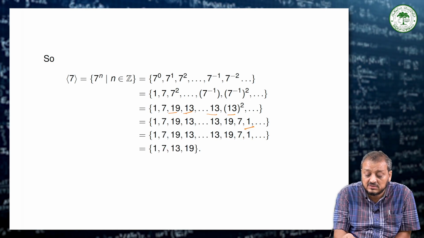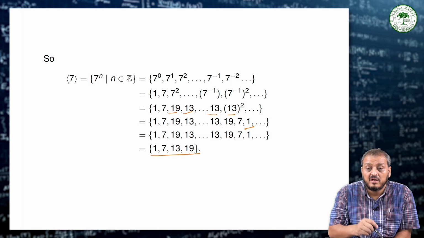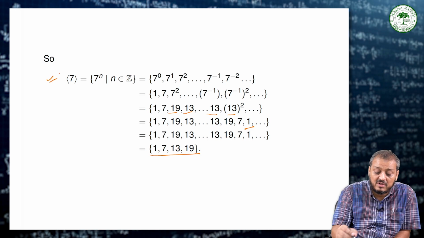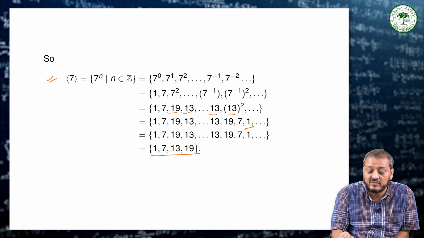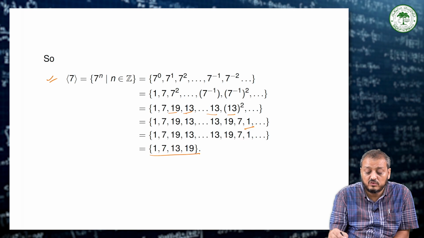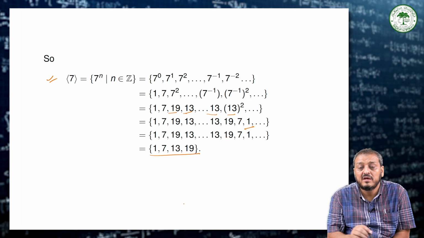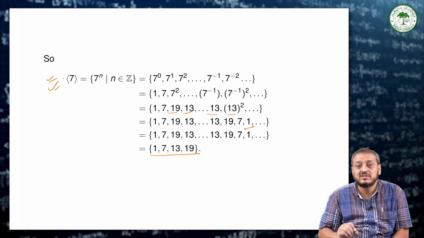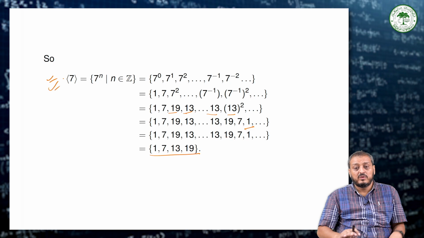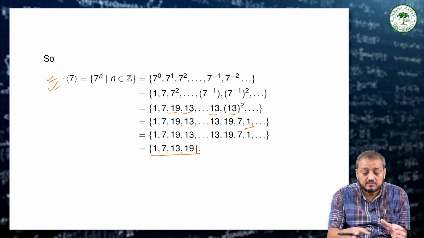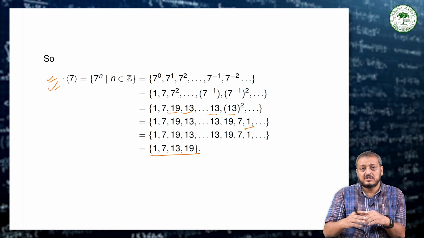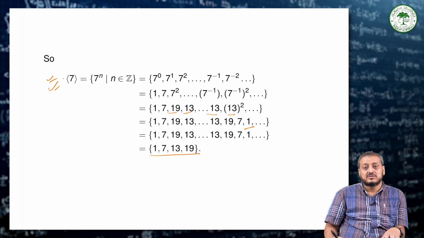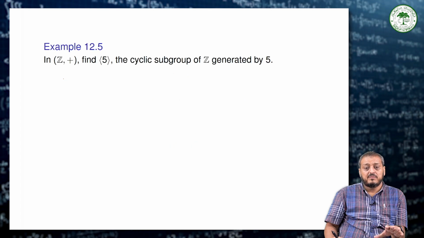In this case the elements are 1, 7, 13 and 19. So the subgroup generated by 7 is clearly 1, 7, 13 and 19, and we check under multiplication modulo 30 that this forms a group, and this is clearly a cyclic group, because 7 is the generator of this group. So we can easily find in this way the subgroup generated by some particular element of a group.